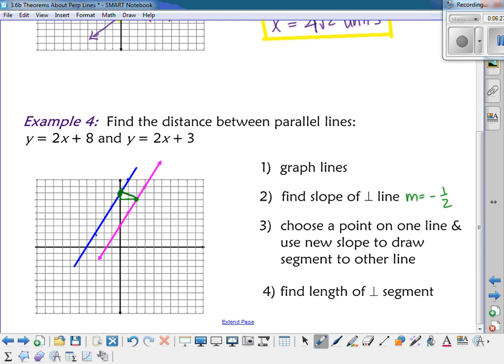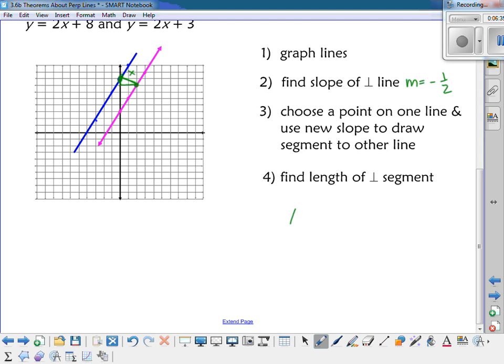So the distance between those two lines is the length of that side, the length of that perpendicular segment. So x squared is going to equal 1 squared plus 2 squared, which is 1 plus 4, or 5. Therefore, x equals the square root of 5 units.